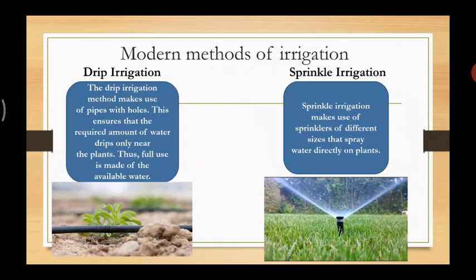Next is sprinkler irrigation. Now look at the picture. It makes use of sprinklers. Can you see that? That's a sprinkler in the picture. It makes use of sprinklers of different sizes that spray water directly on the plants.